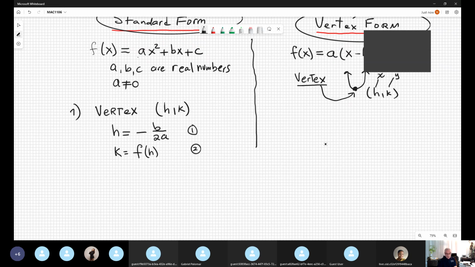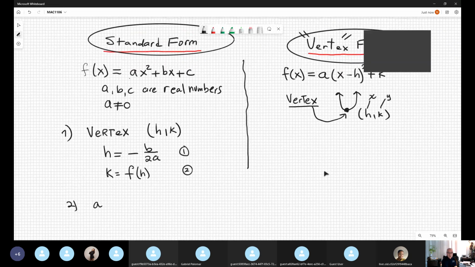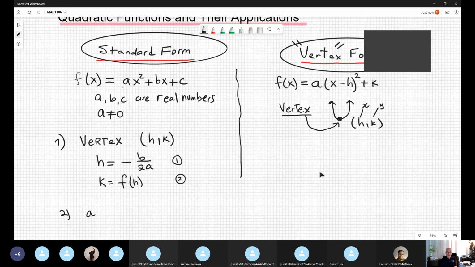Okay, now after that, important, a is another important parameter, which by the way is the same a. So a is this a, the same, no differences. If a is positive, that indicates that the parabola opens up.